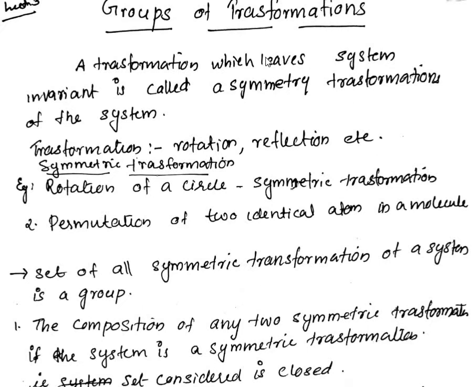Let us discuss another type of group, that is, a group of transformations. A transformation is a rotation or a reflection or a permutation, etc. Transformations which leave the system invariant are called symmetry transformations of the system. Examples of symmetric transformations are rotation of a circle and permutation of two identical elements in a molecule.